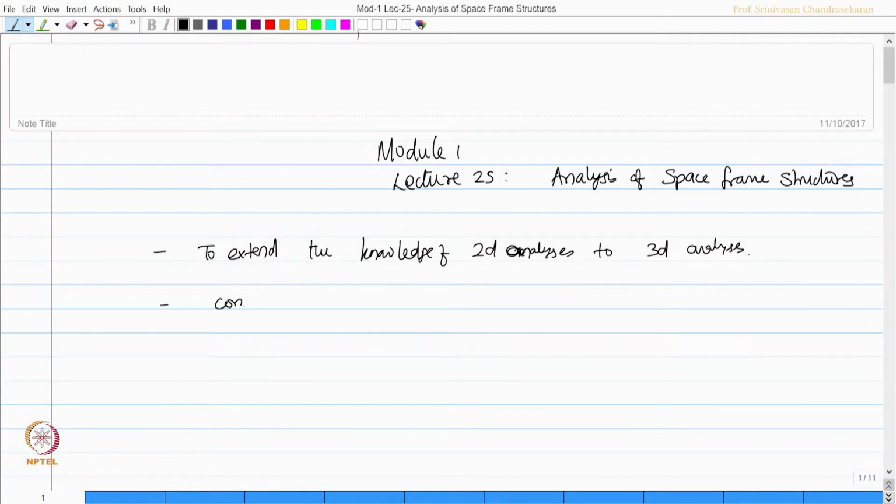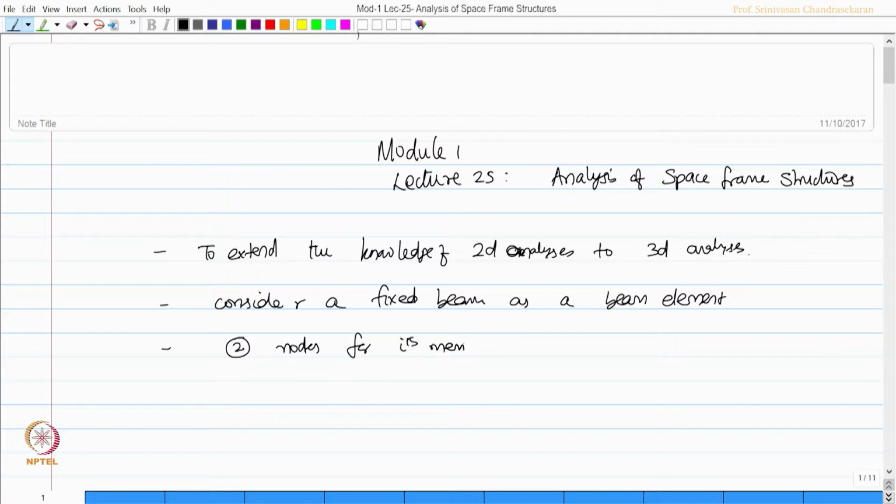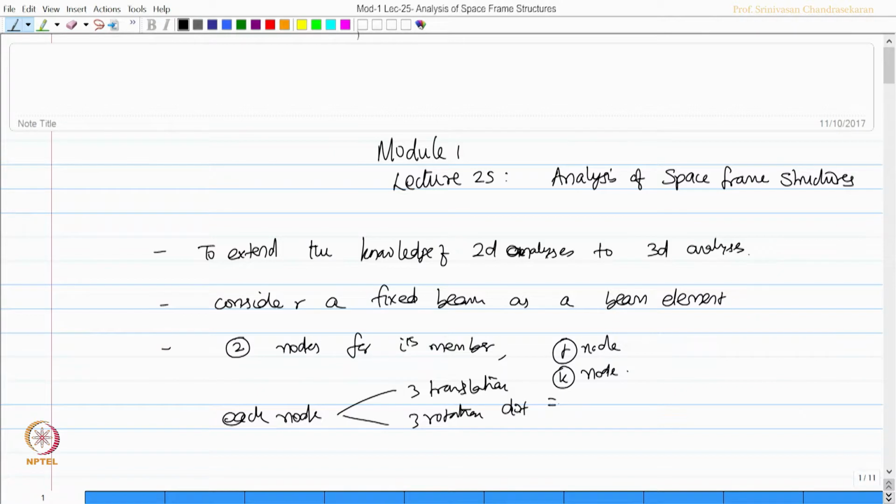As usual, we will consider a fixed beam for our analysis as a beam element. We all agree that there are two nodes for the ith member, namely j node and k node. Each node now will have 3 translations and 3 rotations degrees of freedom, making it 6 in each node. So, the beam element now will have 12 degrees of freedom, which makes the stiffness matrix of size 12 by 12. That is the first difference.